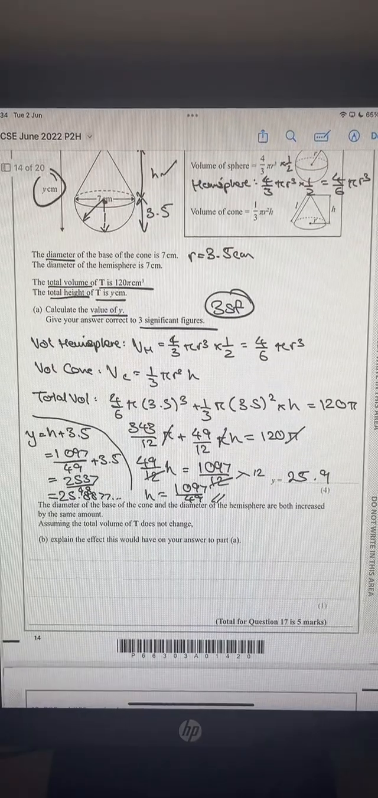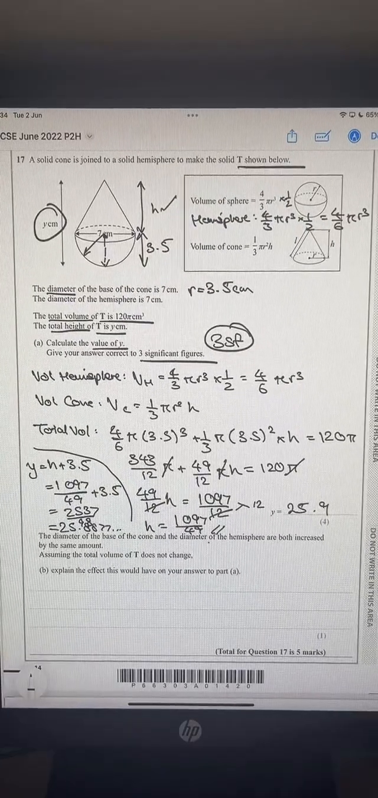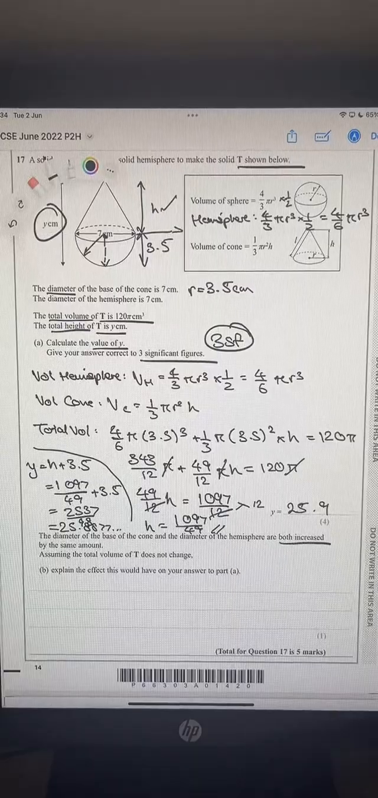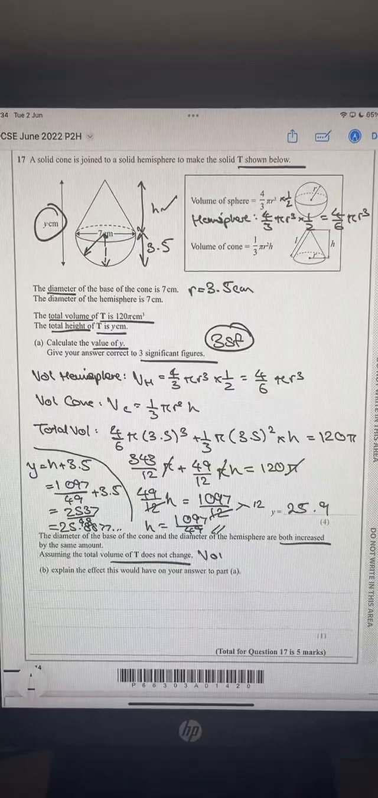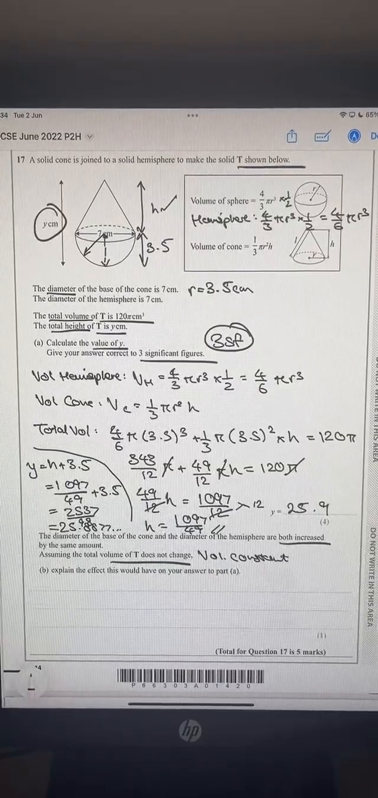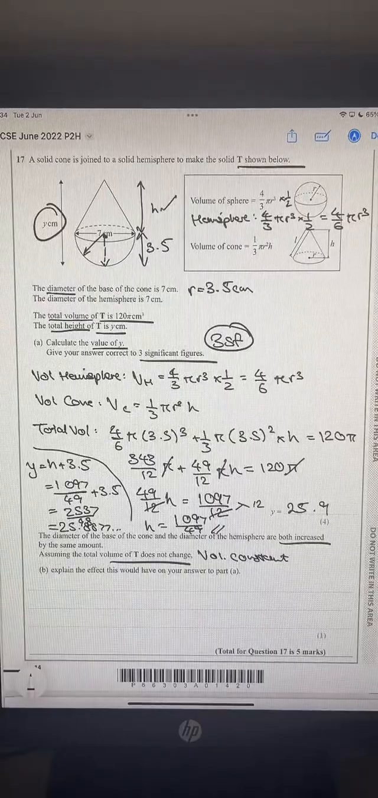Okay, nice. Now for part B, this is where we got to use a bit of visualization and problem solving. The diameter of the base of the cone and the diameter of the hemisphere are both increased by the same amount. So this thing here is increased by the same amount there. You can imagine that I'm squashing this, little ice cream is being squashed like that, assuming the total volume does not change. So total volume is constant. That means it is getting squished down, because if these get wider to have the same volume, this has got to get smaller.